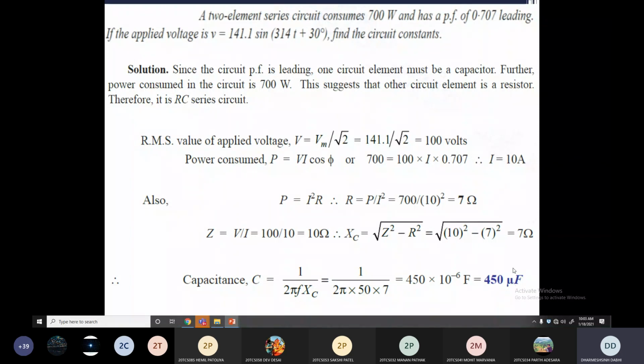Here the frequency is not given, but how do we find it out? Omega is given as 314. Clear? So omega is equal to 314. Omega is what? 2 pi into f. So f is equal to what?